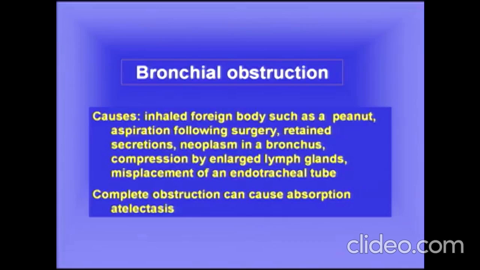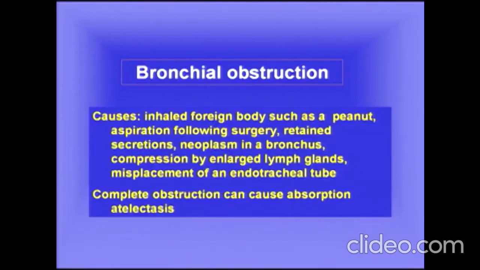Now let's turn to bronchial obstruction. A bronchus, a major bronchus, large bronchus, medium-sized bronchus, can be obstructed in various ways. In young children, toddlers, an inhaled foreign body such as a peanut is a common cause. And incidentally, the peanut will very likely go into the right main bronchus as opposed to the left, because the left makes a sharper angle with the trachea.